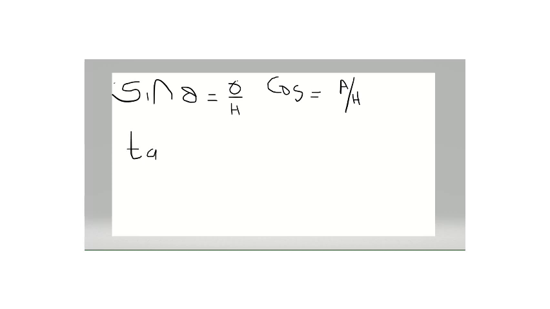So in the investigation we have found out that sine theta is equal to opposite over hypotenuse, cos theta is equal to adjacent over hypotenuse, and tan theta is equal to opposite over adjacent.